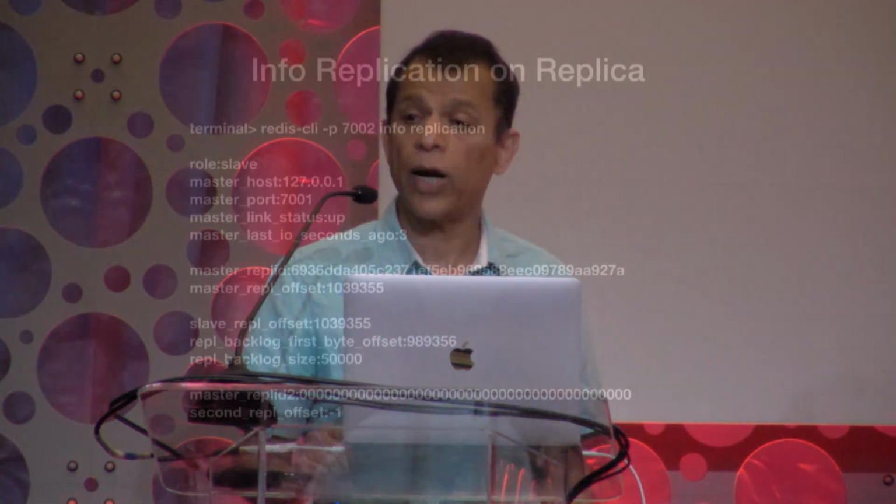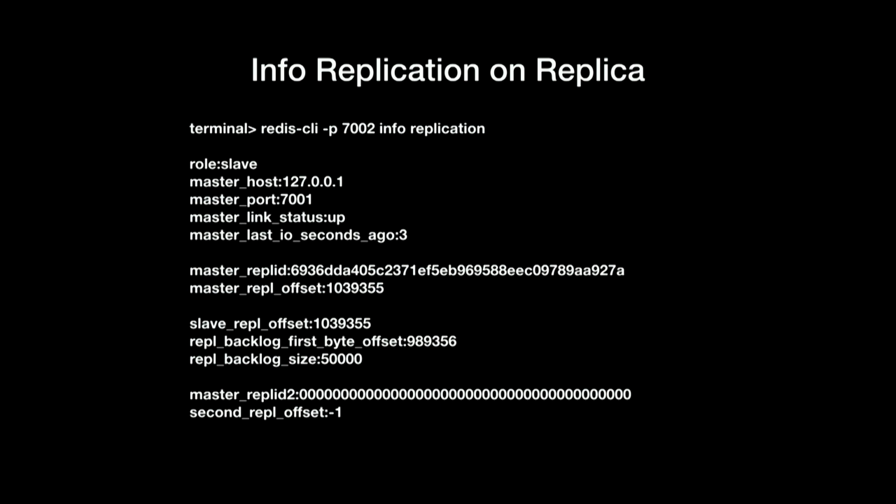INFO REPLICATION on the replica, as you can expect, gives the replica's offset, where my master is, and what the replica ID is. The key thing to remember is that you are a replica of someone else if you both share the same replication ID. You can be at different offsets, and the job of the replica is to be as much in sync with the master as possible and get to the same offset, but your replication ID has to be the same. That's the primary way you are a replica of some master.